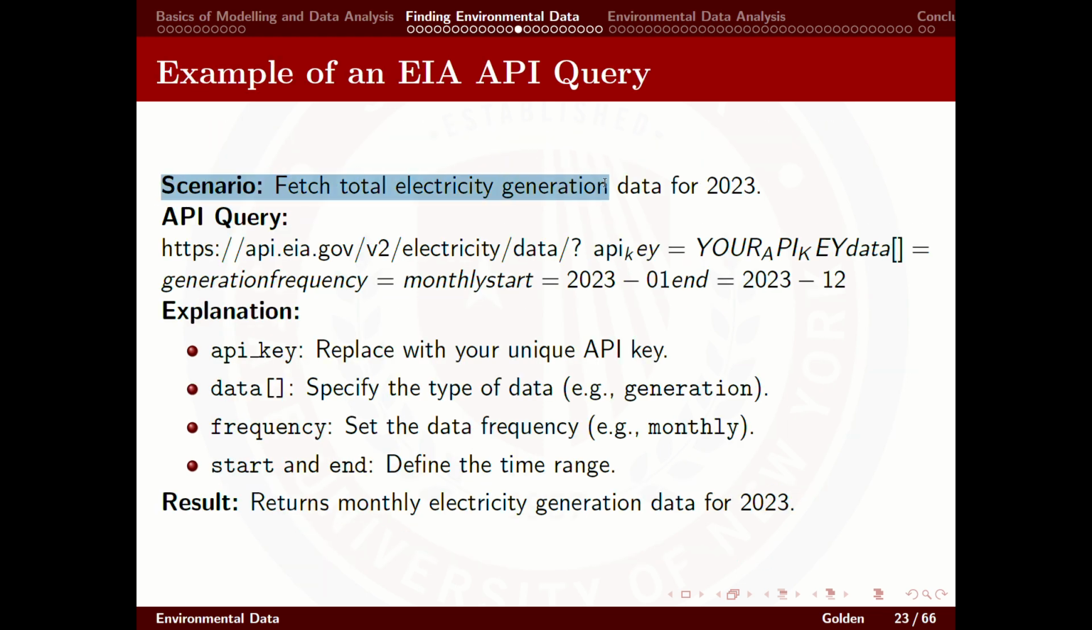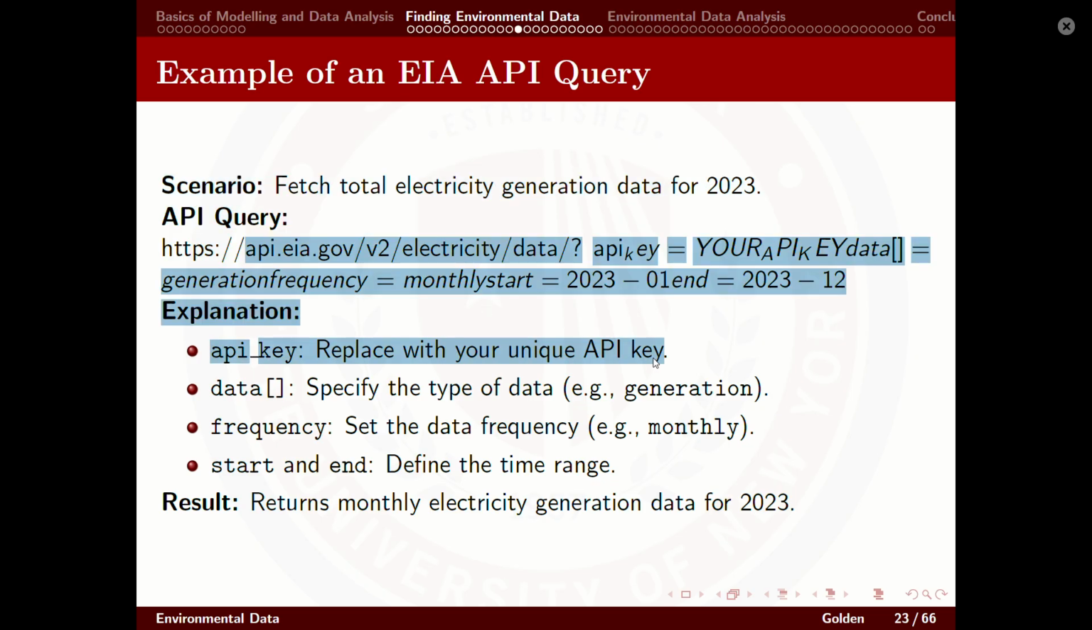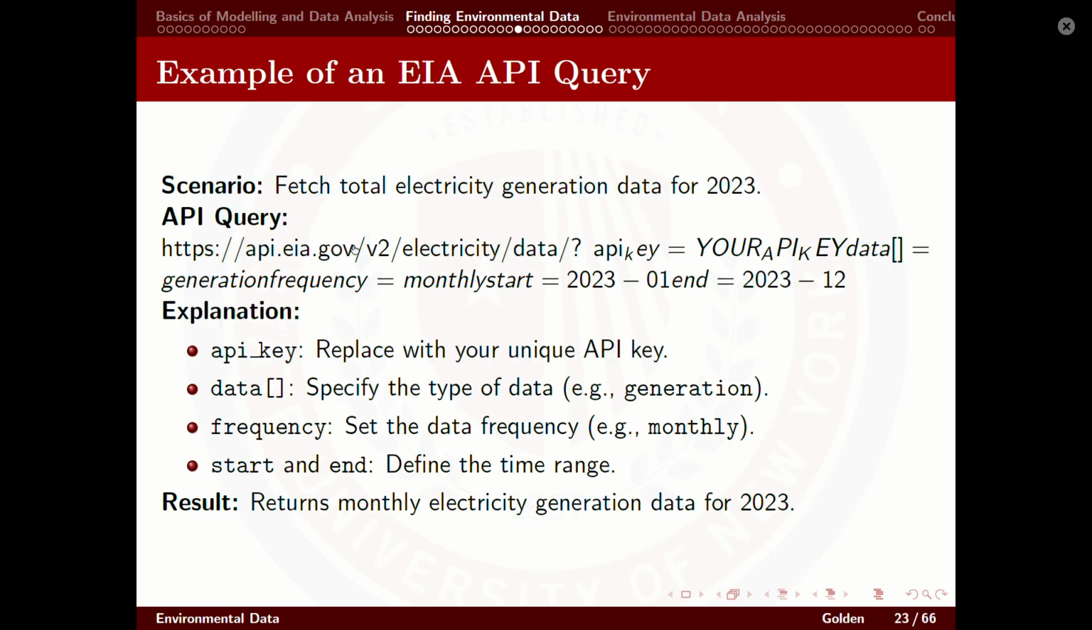So here is an example of an API query: fetch the total electricity generation data for 2023. You go to this website. If you go to this website as shown, I don't think it's going to work because I think LaTeX has done something weird. But if you go to this website as it actually is, it will get you, with your API key of course, electricity generation data for this period. So you have an API key, you specify the type of data you want, you give the frequency, and you provide start and end.